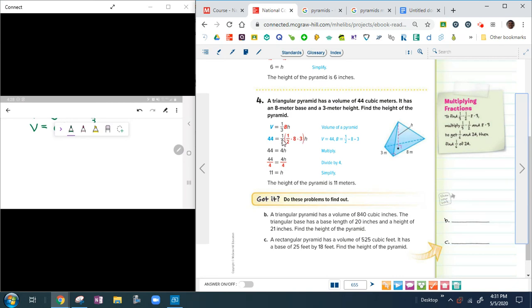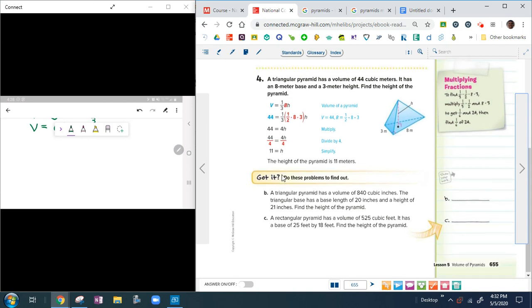How do they simplify the 1/3 times 1/2 times 8 times 3? Well, I know that half of 8 is 4, and 1/3 of 3 is 1. So that gets me 4 times 1, which is 4 here. You can use a calculator, that's fine as well. All right, and then use inverse operations to solve for h, and we get 11 meters for h. Okay, all right, rock and roll. Let's try this out. Last couple problems here, and then you'll be set.